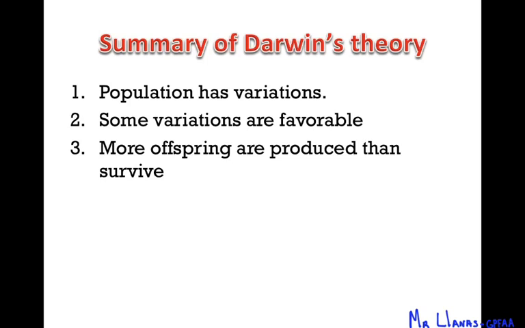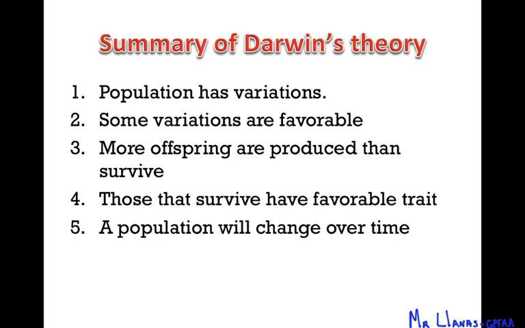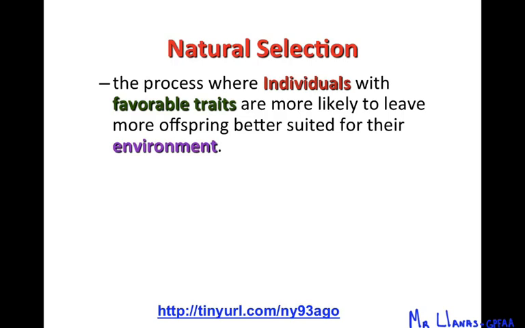More offspring are produced than survive, and that's true. Some organisms have a lot of offspring, but not all of them survive because they don't have those traits or those variations that are going to help them stay alive, okay? But those that survive have those favorable traits, and you can tell that that trait or characteristic is allowing them to survive better, okay? A population will change over time. Well, that's evolution. That's just because of natural selection, and we'll define what natural selection is here in this slide.